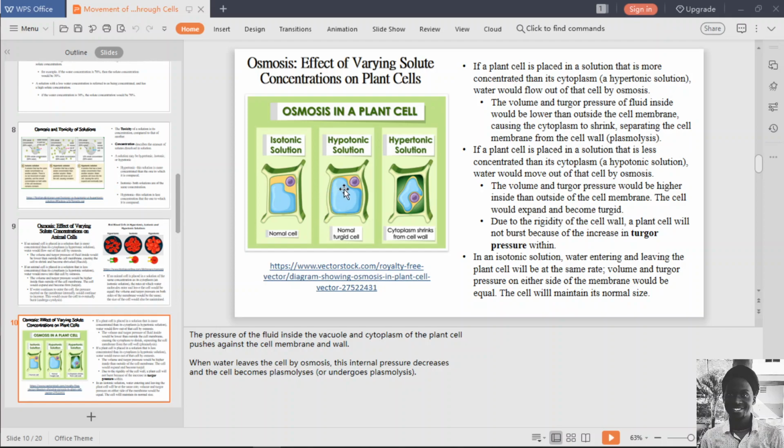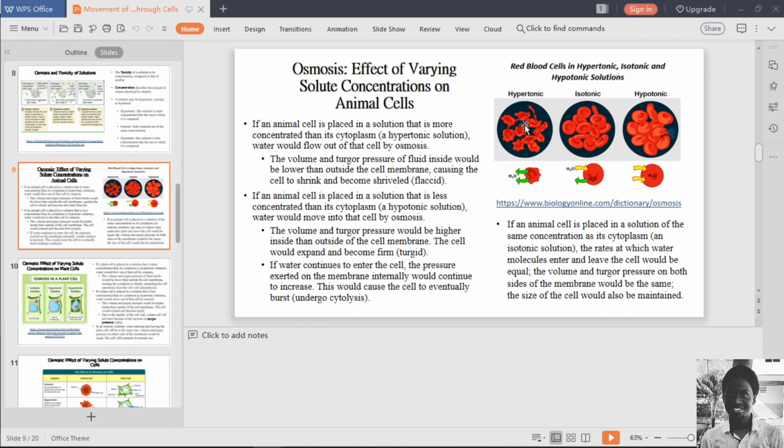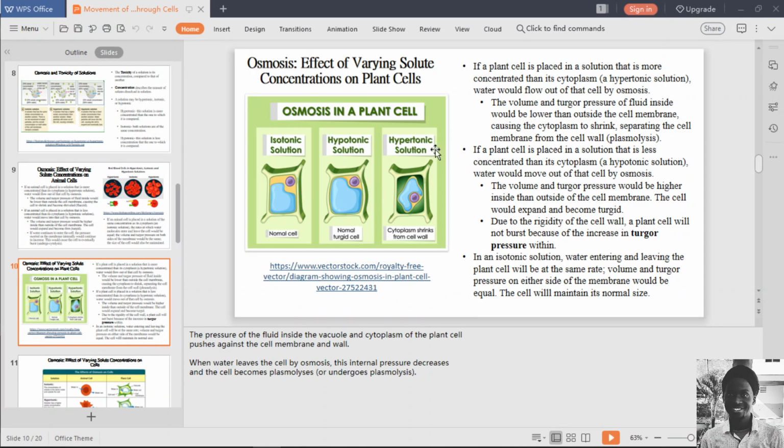Though water is entering the cell and the pressure inside is increasing, the cell would not burst because of that rigid cell wall structure. Okay, unlike the animal cell, the cell membrane is not able to withstand the pressure inside there, so it would burst under the increased pressure in a hypotonic solution. But a plant cell does not undergo cytolysis because of the cell wall. Okay, that gives the borders of the cell added strength and rigidity.